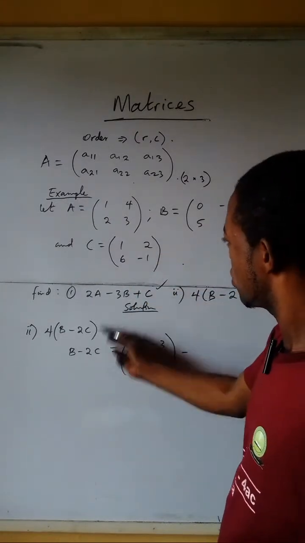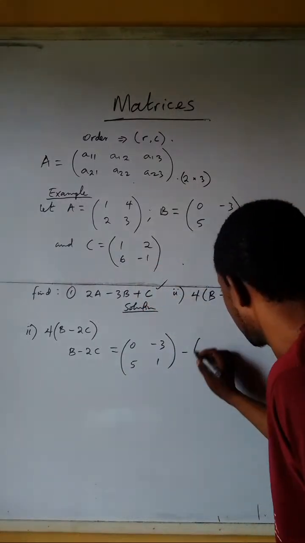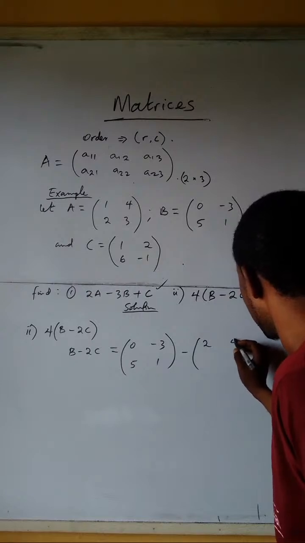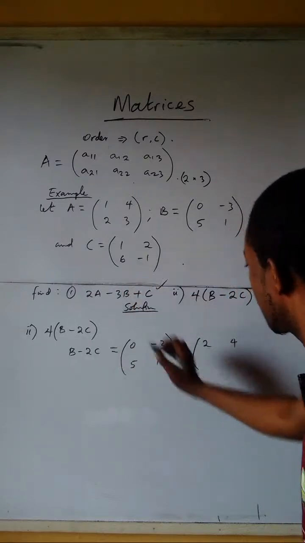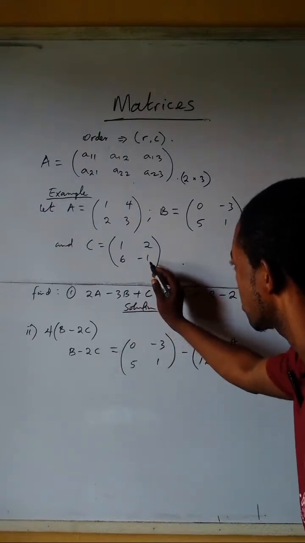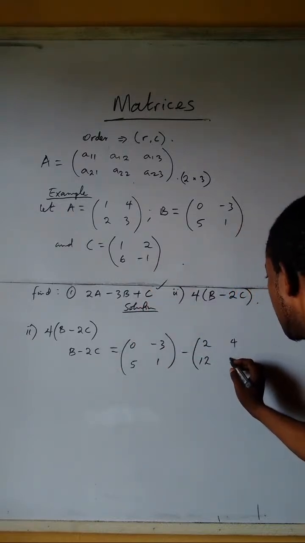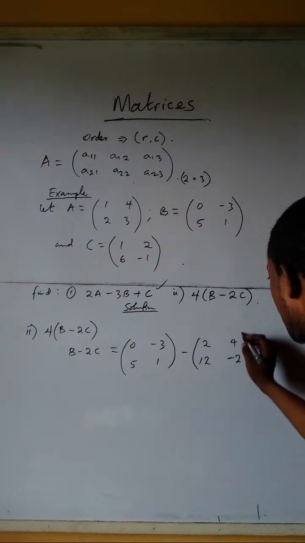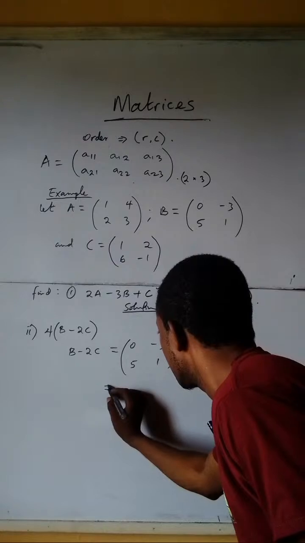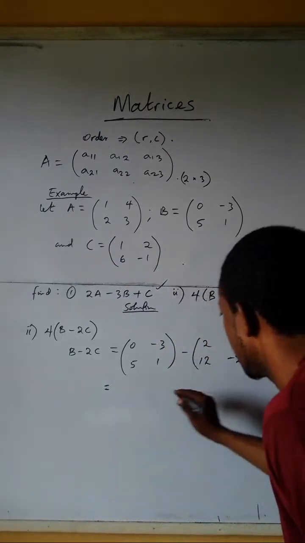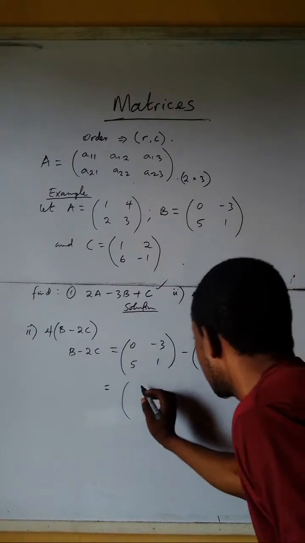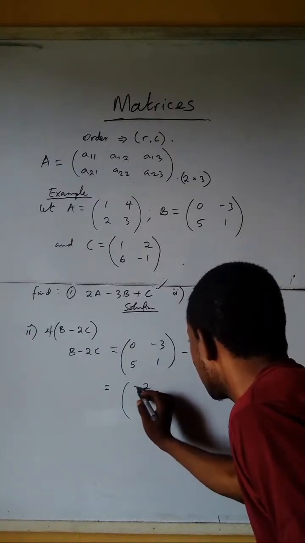That is, we have 2 times 1 here, that's 2. 2 times 2 here, that's 4. 2 times 6 here, that's 12. Then 2 times minus 1, that's minus 2. So this is 2c now. So when we solve this now, we subtract the corresponding element. That is, here we have 0 minus 2, that's minus 2.